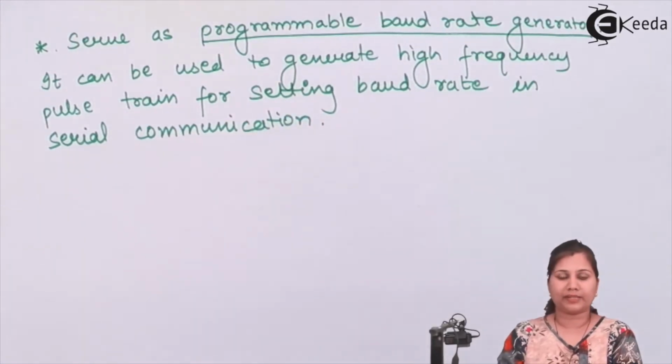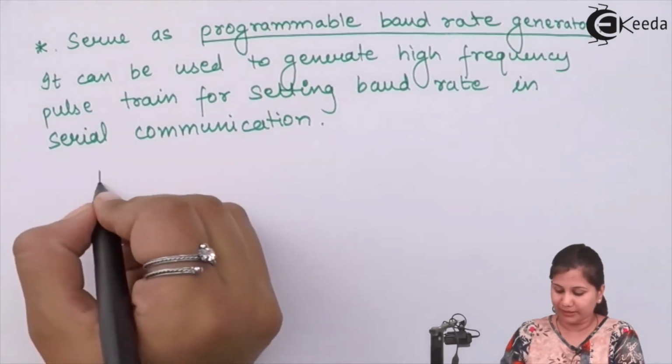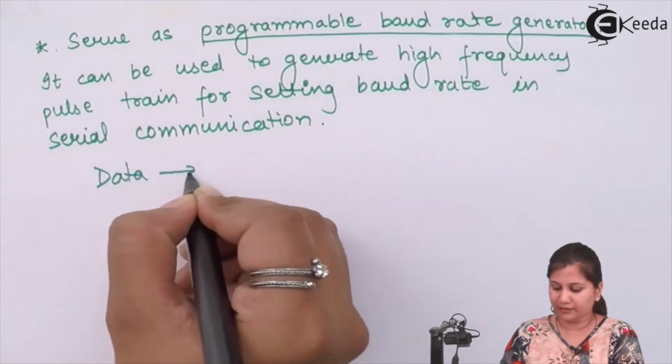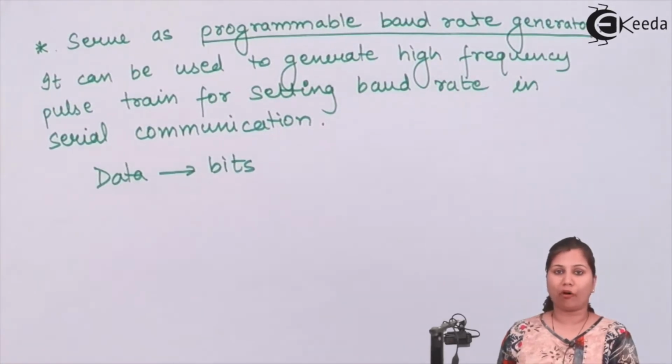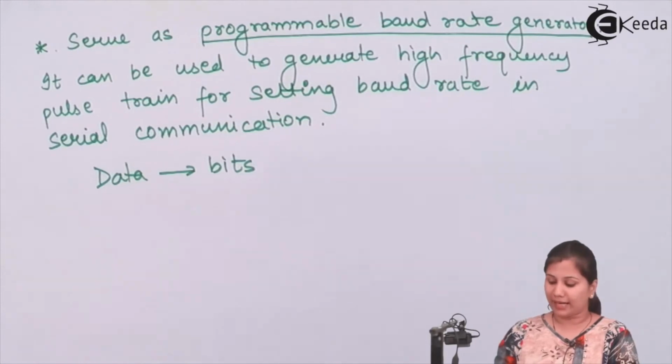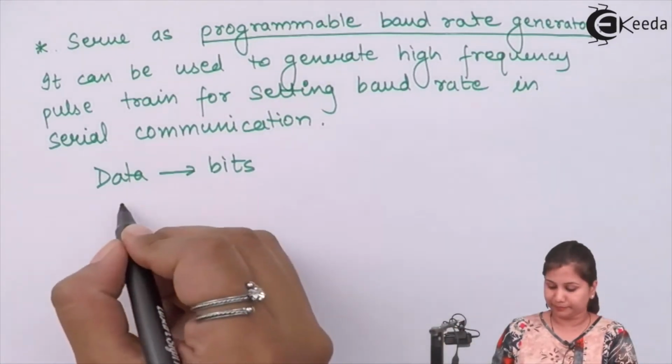Now when the microprocessor is performing serial communication, the data is transferred. The data can come in towards the microprocessor, and it can also send some data. Data is always in the form of bits. So when the data is transferred in the form of bits, how many bits are transferred per second? That is called the baud rate.